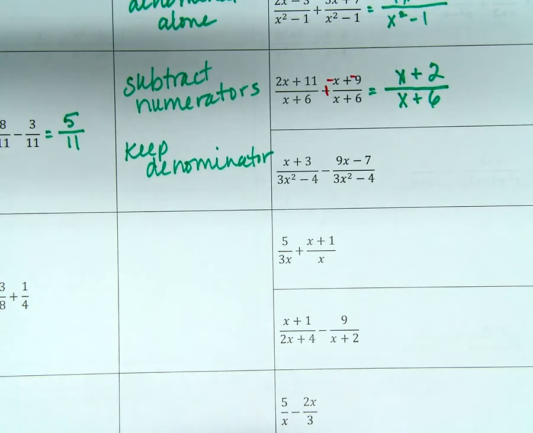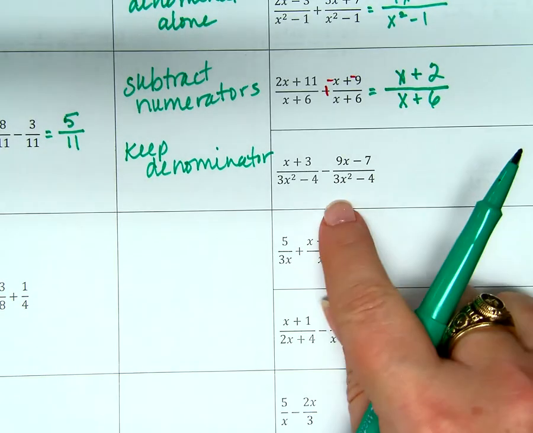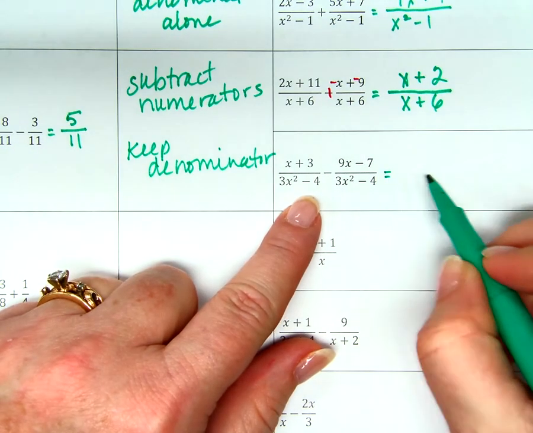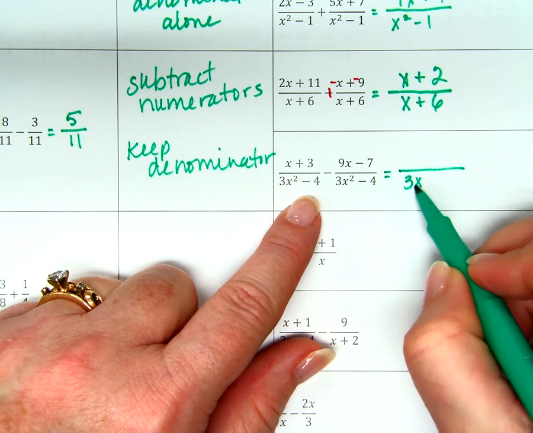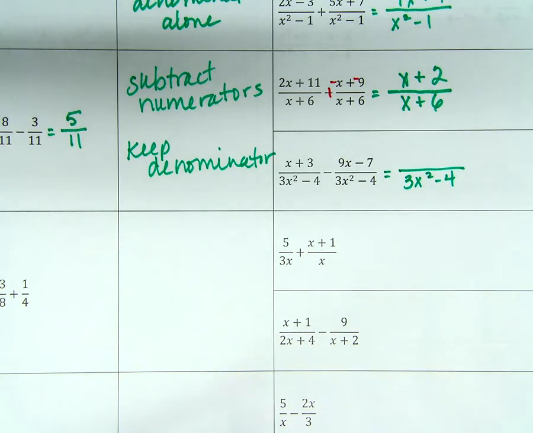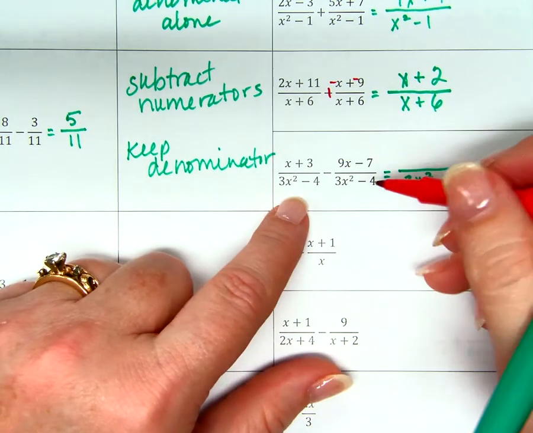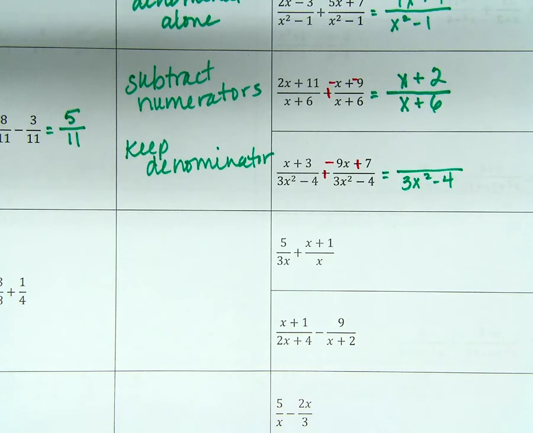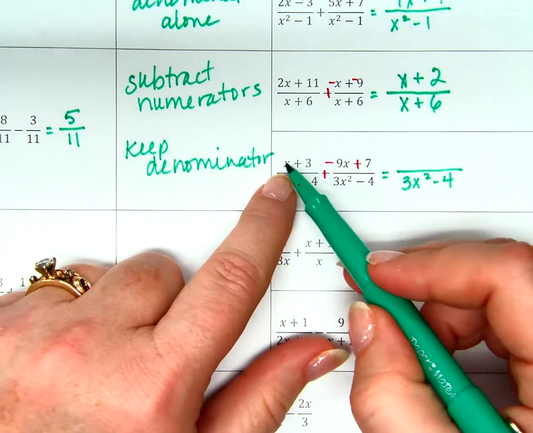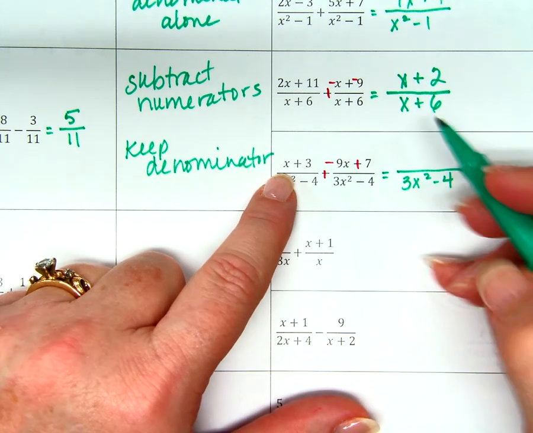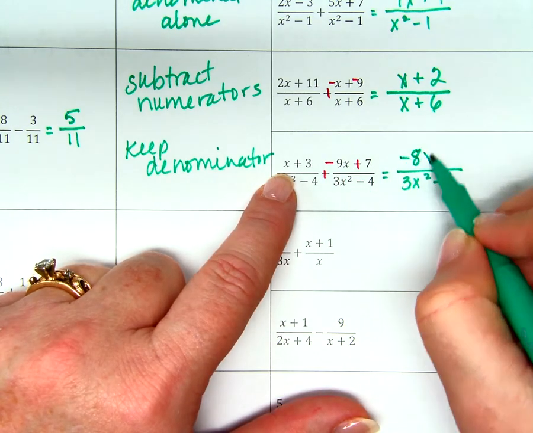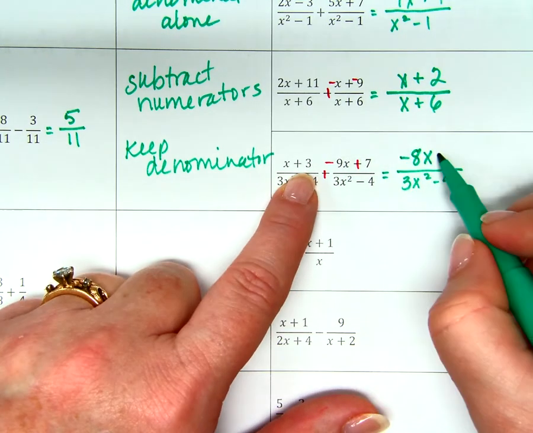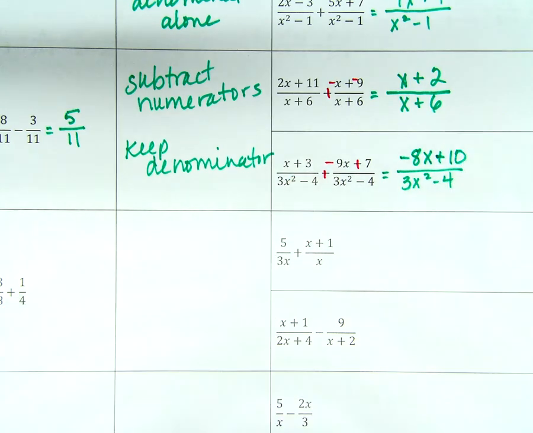Got it? Okay, what about the second example here of subtraction? Should I change the signs again? Do we have to do that? No, just to help. X and negative 9x. Negative 8x. 3 and 7. 10. Ready to go on? Okay with all that?